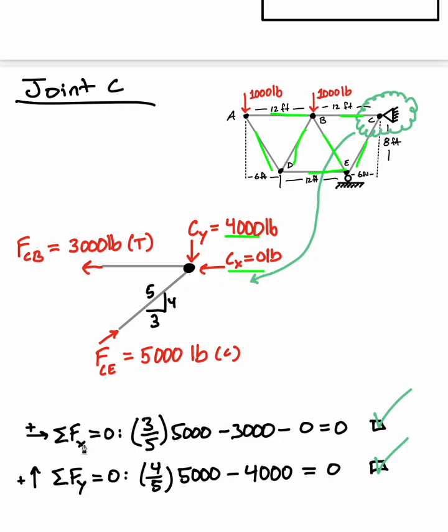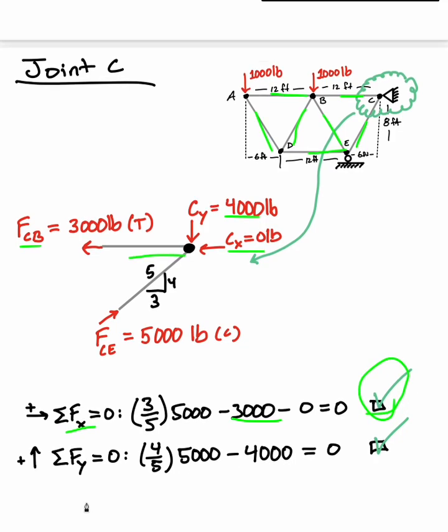So when we solve in the x direction, we get 3,000 pounds from FCB, and that's working left, so it's negative, and we have 3/5, which is the x component of FCE, and that equals minus 0 here, equals 0, so that checks out. And the y direction is 4,000 down, and the y component is 4/5 of 5,000 FCE. That equals 0, so that checks out.